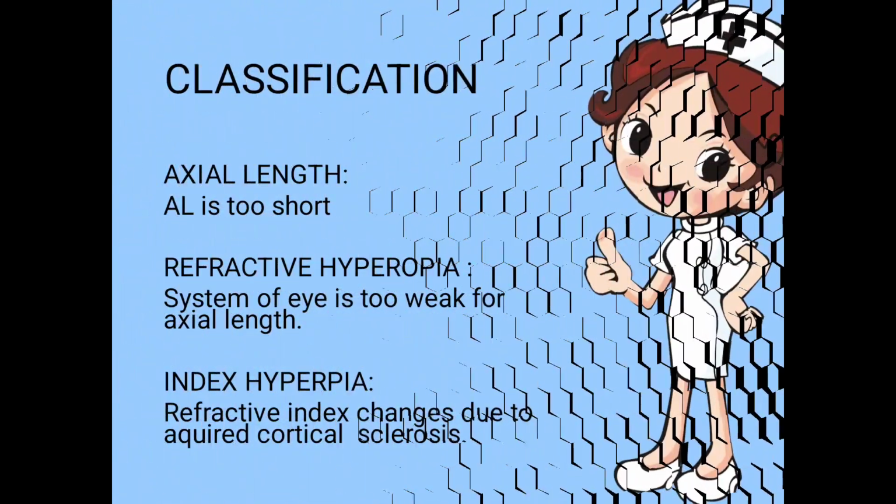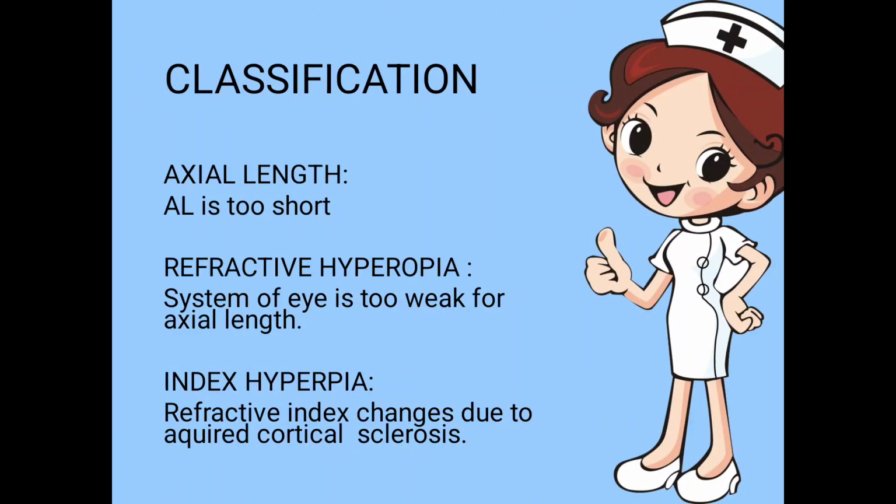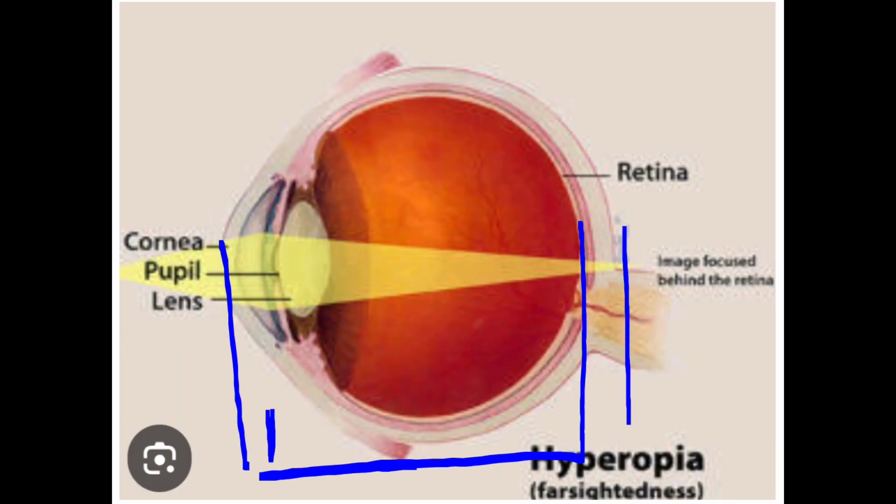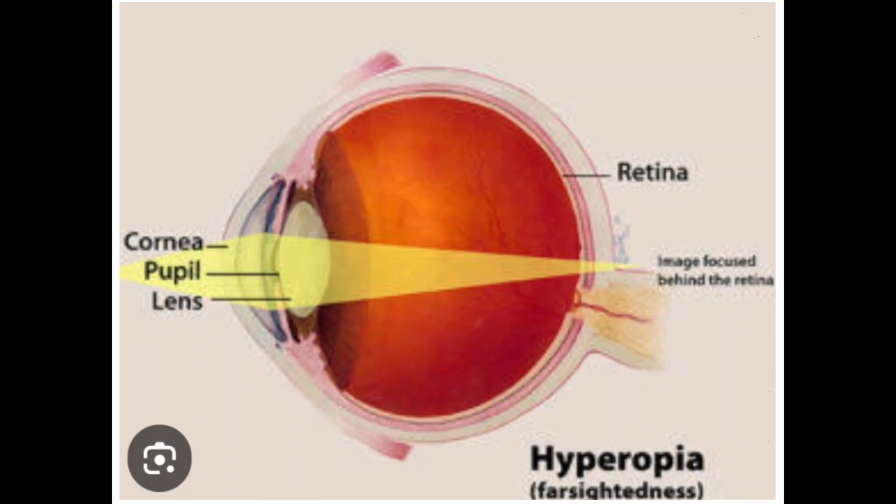Next one is classification. Now on the basis of axial length. Axial length is too small. Axial length means the total length of the eyeball, the anterior posterior length of the eyeball from the cornea to the retina. So this length becomes too small in the case of a hyperopic patient.